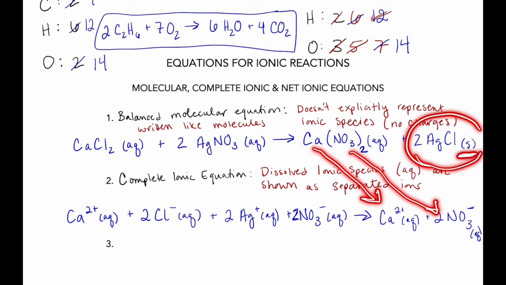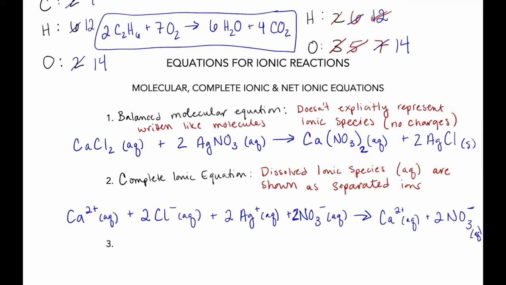Then I'm left with something that's solid. If it's solid, liquid, or gas here, we don't separate it out. So I would leave in plus the 2 AgCl solid. That stays together. So only something written aqueous is going to end up separated out from its partner. And we'll talk about why that is in the next video.